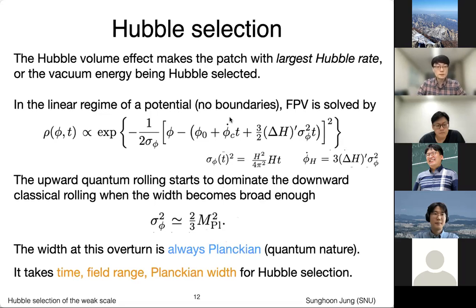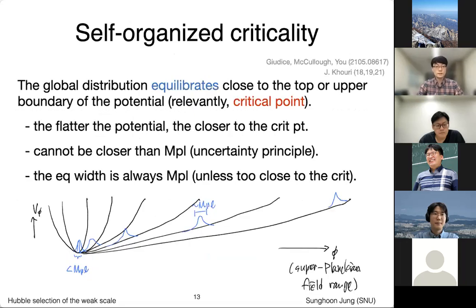So this simple solution means that in order for the Hubble selection to start operation, it always takes some time to develop width, so field range too, and also Planckian width for Hubble selection. It does not start right away after the inflation starts. Okay. So here's a characteristic behavior of the equilibrium distribution.